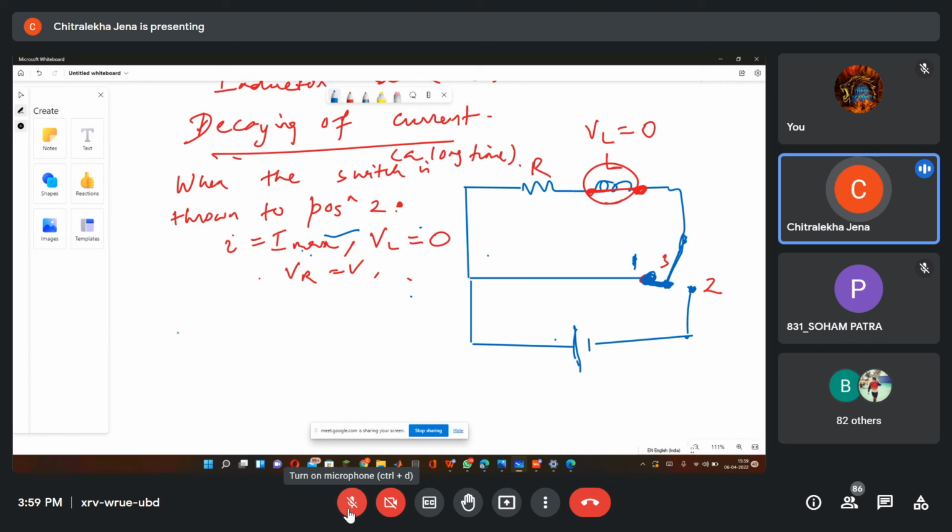Am I clear or not? Yes, ma'am. So the current will be maximum the instant I am closing the switch to position number 1, and after a long time with the switch connected to position number 1, the current will be equal to 0. That I will discuss. How is it happening? Understood all of you? Yes, ma'am.